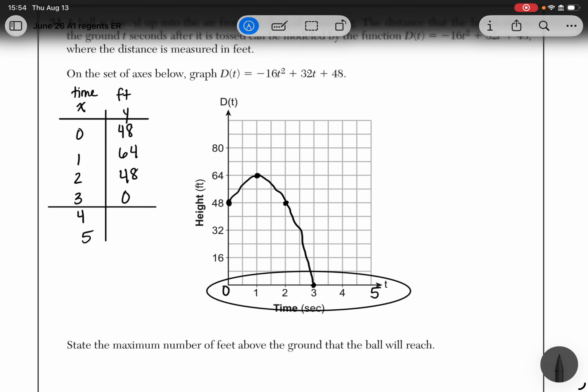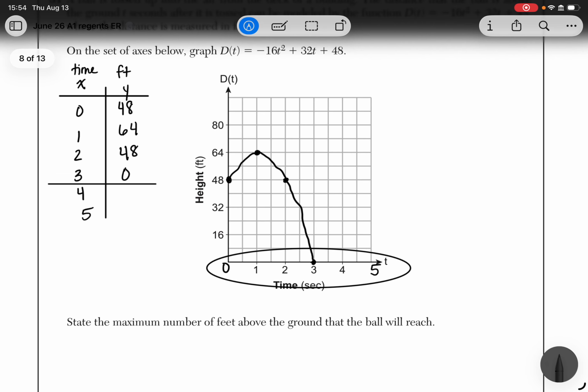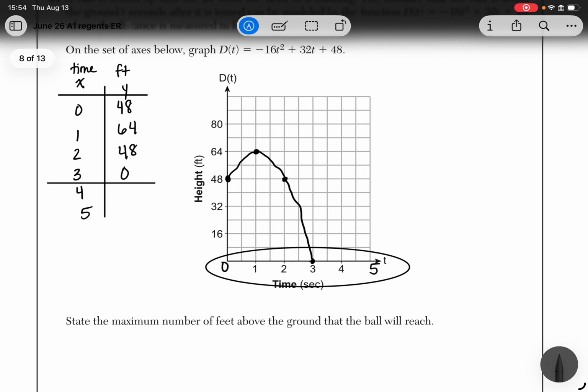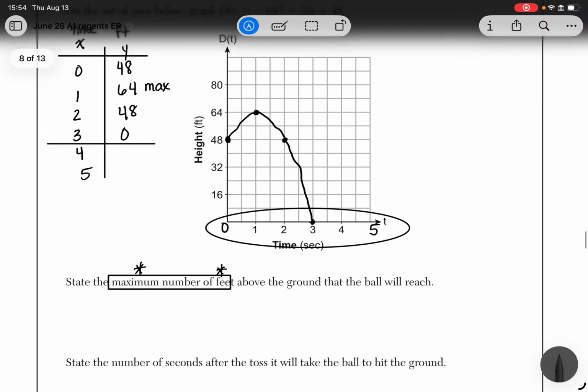It doesn't have to be perfect. Whoever's scoring it knows exactly what you mean. And then we can solve. So we need the maximum number of feet above ground that the ball will reach. So the maximum number of feet being the keyword in the max. So what is the tallest value that our ball can go? And from there, that means we need to look at the height in feet, so the y values. And the biggest number here would be 64, so this is going to be our max. So our max is 64 feet.